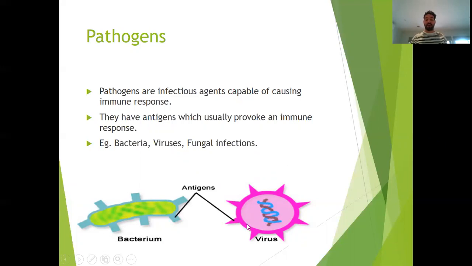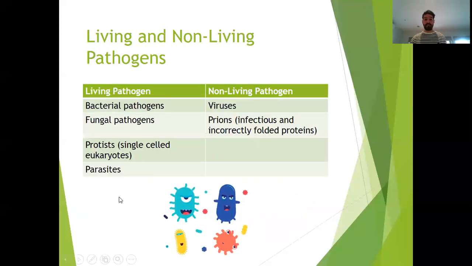You can see again a virus. The pathogen itself is the virus, but the virus has antigens on its outer coating. Okay, so pathogens are things like bacteria, viruses, fungal infections, parasites, things that actually can carry antigens into our body. And there are different categories of pathogens. We've got living and non-living.